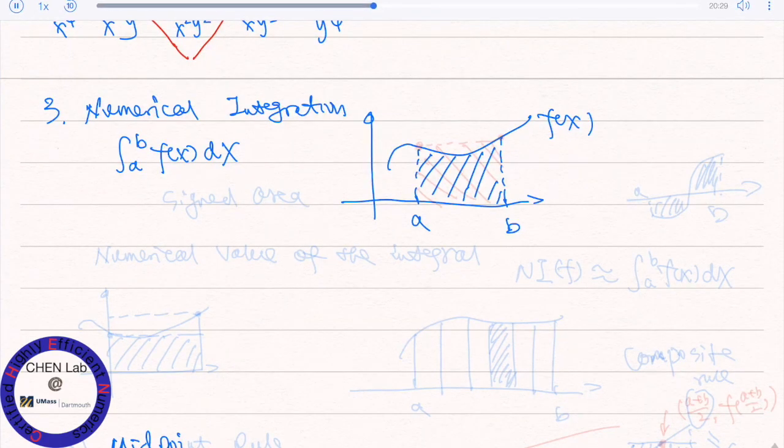And it's a signed area, right? Which means if we have a function which is negative, then it's not really the plain area, it's the difference of these two areas basically. From A to B, if the function sign is negative, then there is a negative area. Okay?